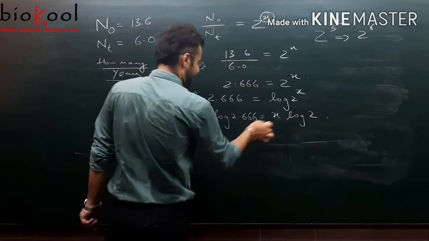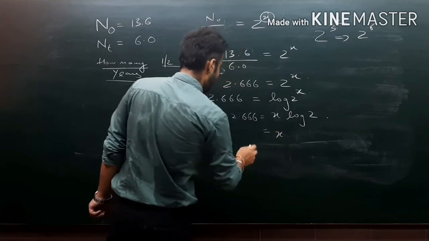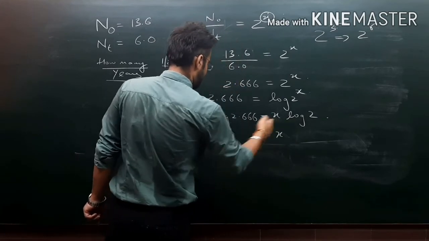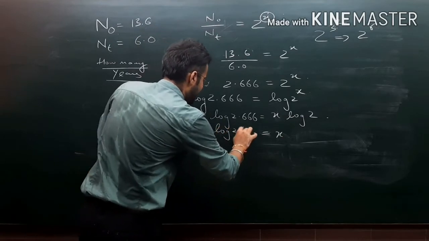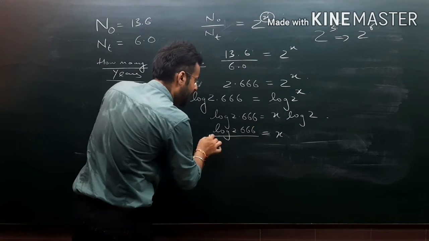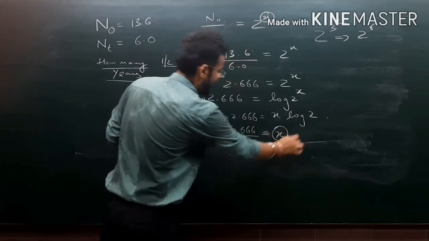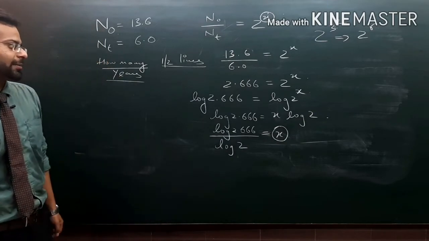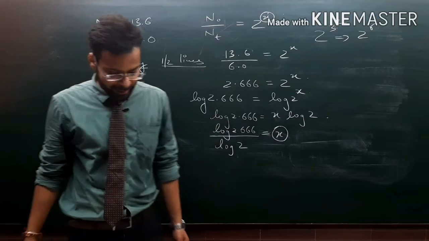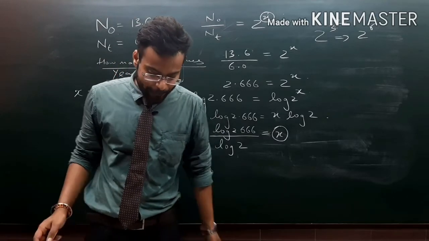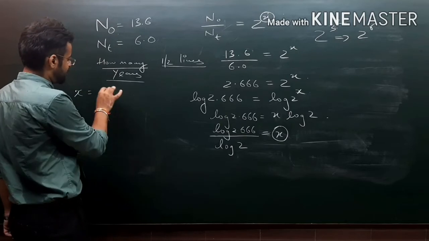Now to calculate x, we can write it like this: log 2.266 divided by log 2 gives us the value of x. Now by calculation, if I use my calculator, the value of x comes out approximately to be 1.1763.